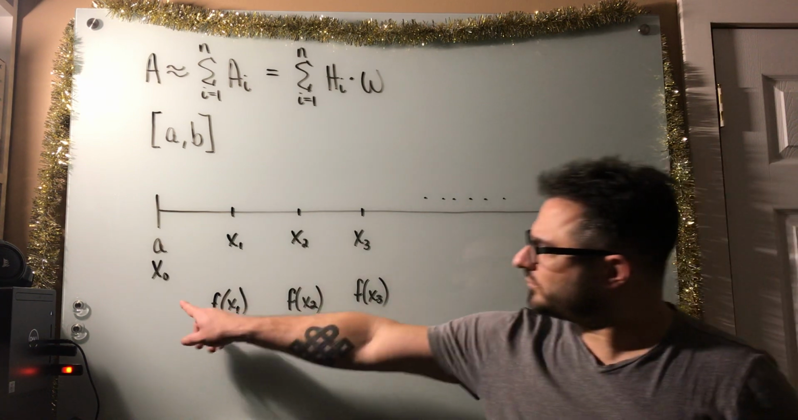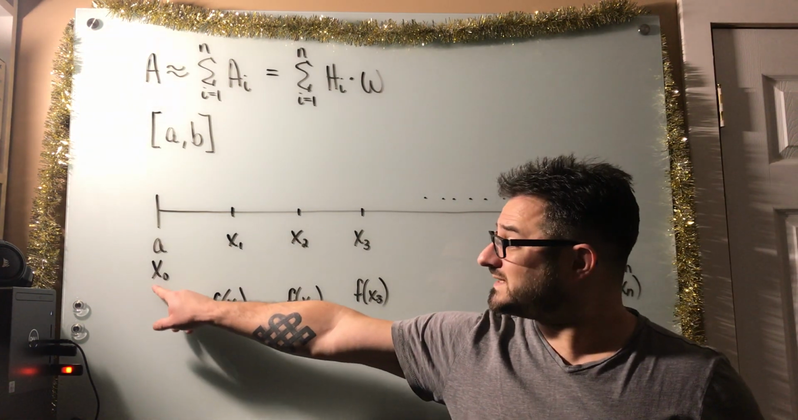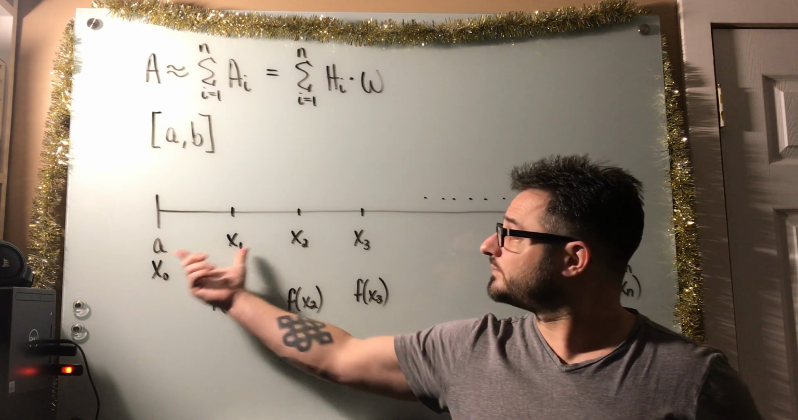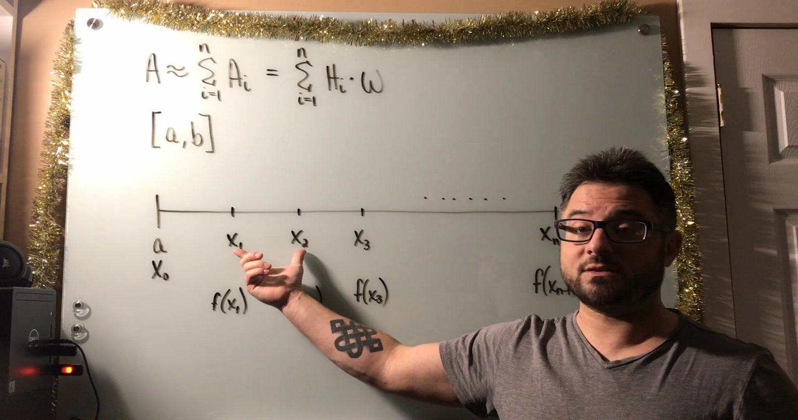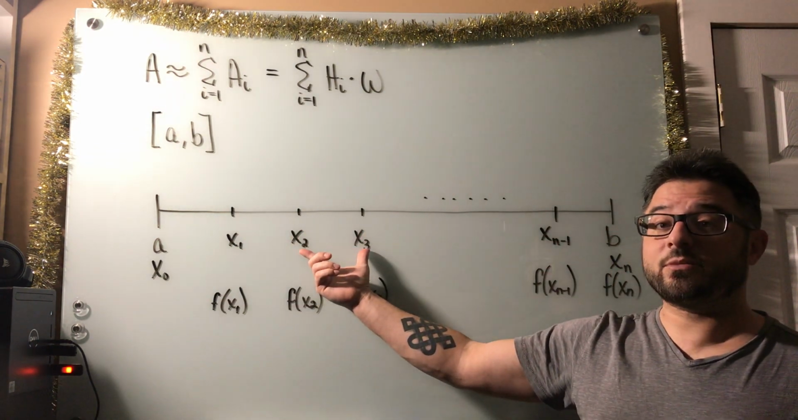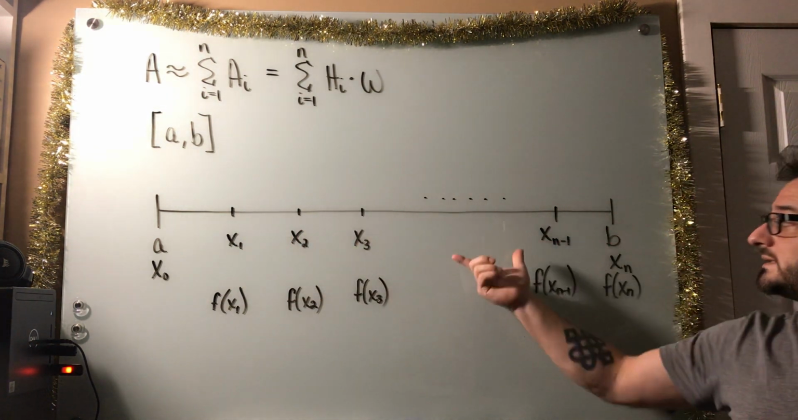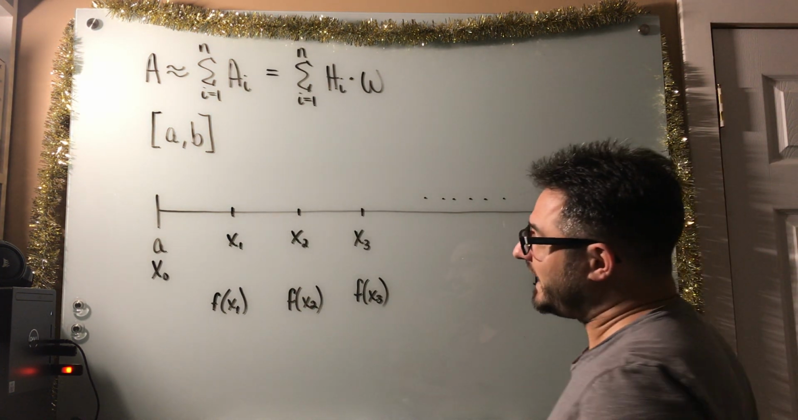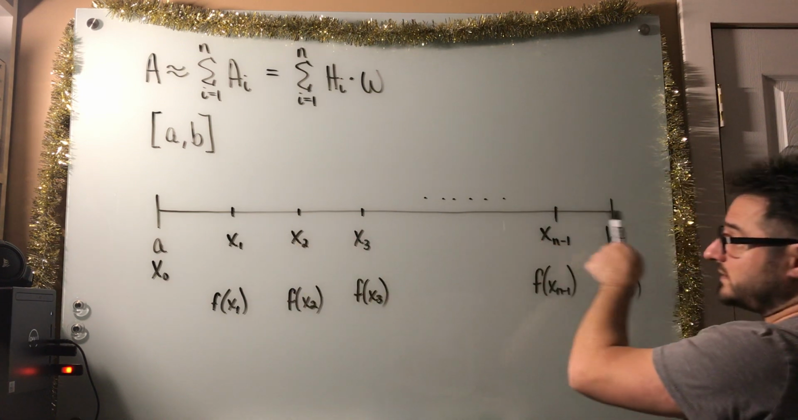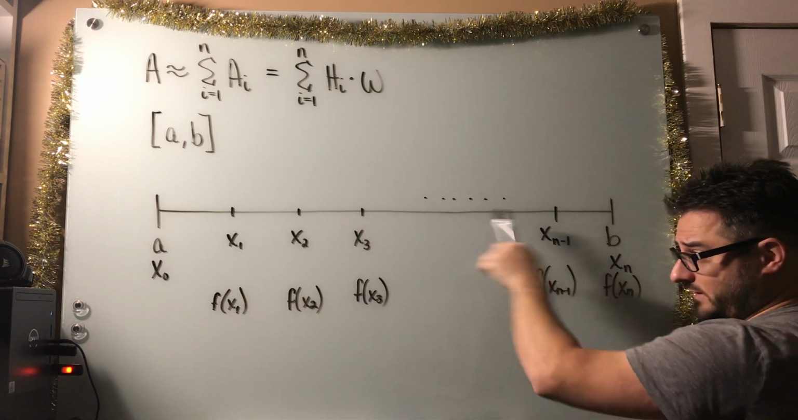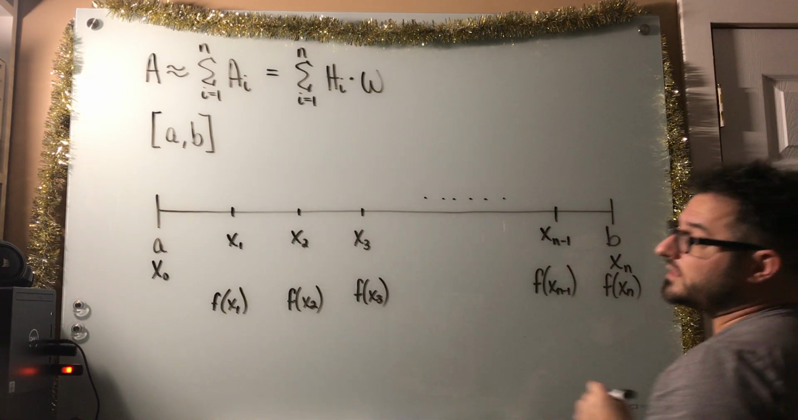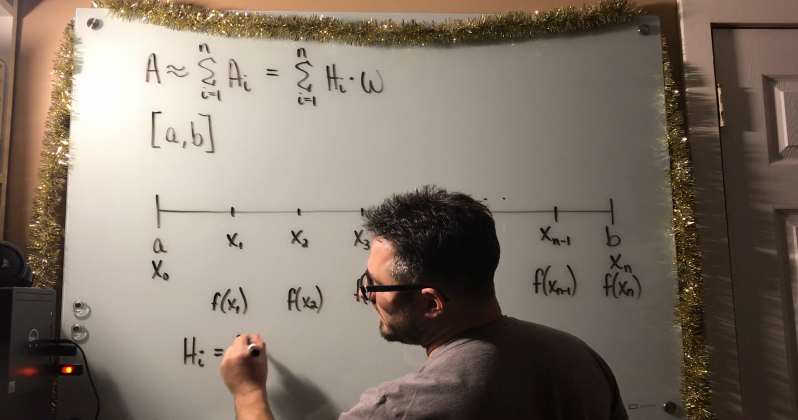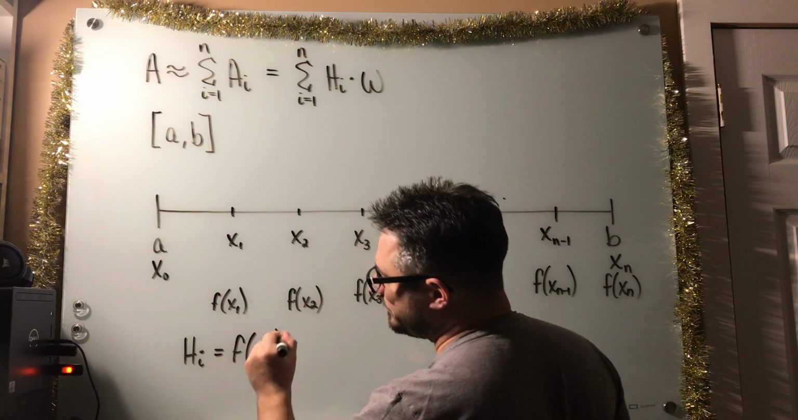Now, the only one we don't have an f of is this, because that's not a right endpoint. X sub 1 is a right endpoint. When we move on, x sub 2 is a right endpoint. X sub 3 is a right endpoint. And so on down the line. So what we get then is that under this subdivision, the height of the ith rectangle is f of x sub i.